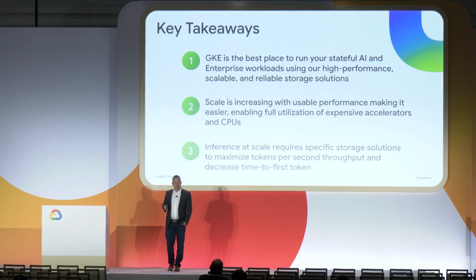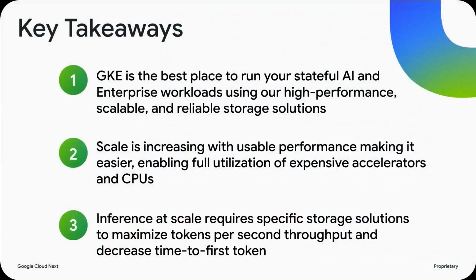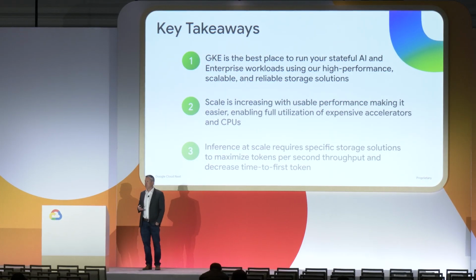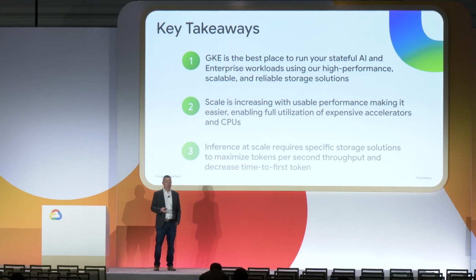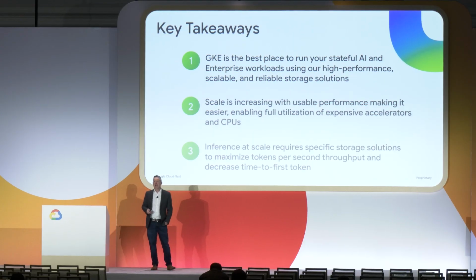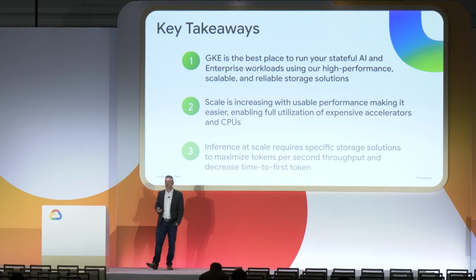So key takeaways, again, as I mentioned before: GKE is the best place to run your stateful AI and enterprise workloads using our high-performing, scalable, and reliable storage solutions. Scale continues to increase with models and training data sets and tokens on the rise, and we need usable performance at scale to take advantage of these benefits and fully utilize expensive GPU and TPU accelerators. And lastly, inference at scale requires specific storage solutions like KV cache offloading and storage tiering to maximize tokens per second throughput and decrease time to first token.